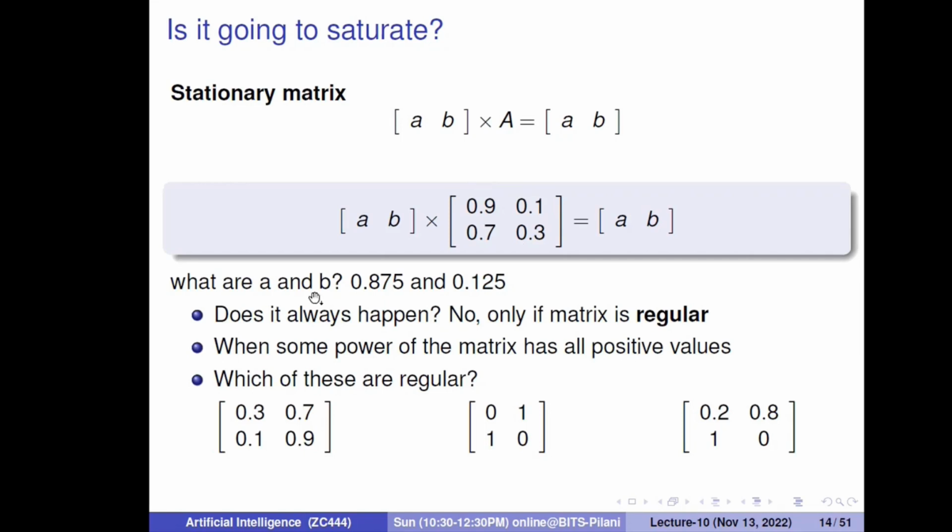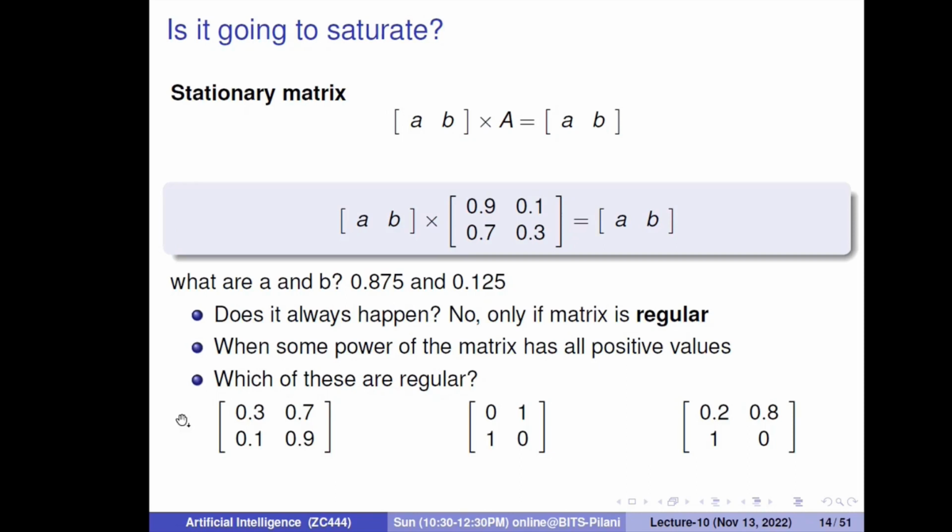Okay. Question is, does it always happen? So the answer is no. If the matrix is regular, then only. Regular matrix means what? If you multiply A to the power of A, you find some power of A such that all the values are actually positive. Okay, if all the values are positive, then it is a kind of regular matrix. And if this is a regular matrix, then definitely this kind of scenario is going to be achieved.